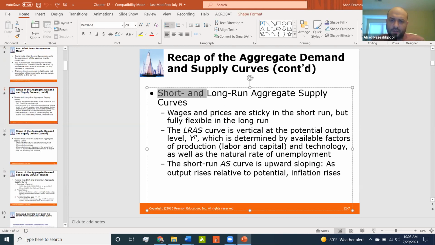Now, short and long run aggregate supply. Wages and prices are sticky in the short run, Keynesian assumption, but fully flexible in the long run, Milton Friedman.